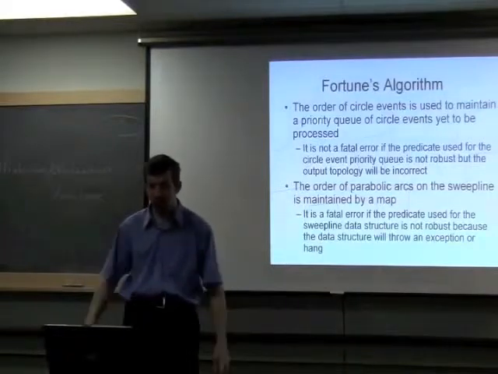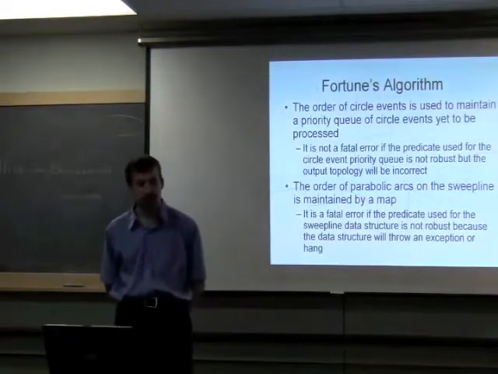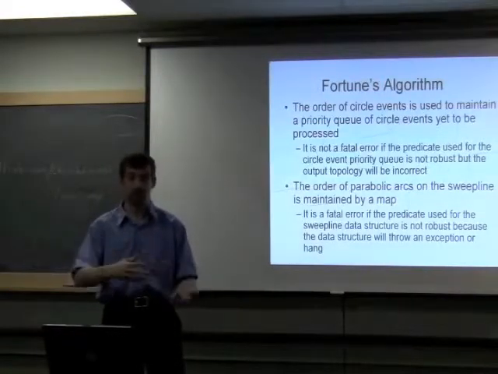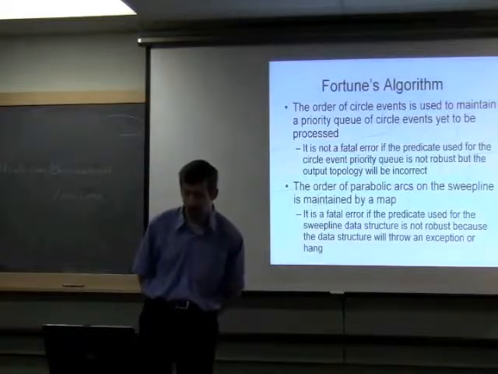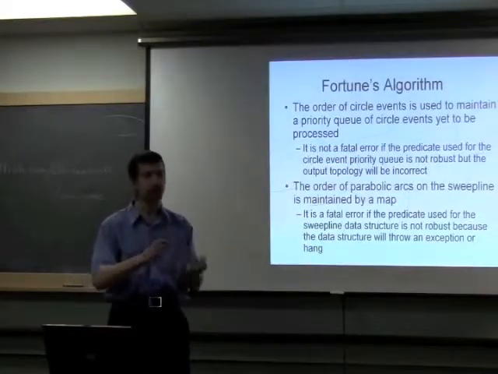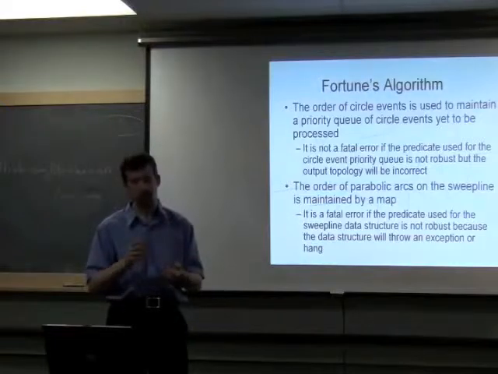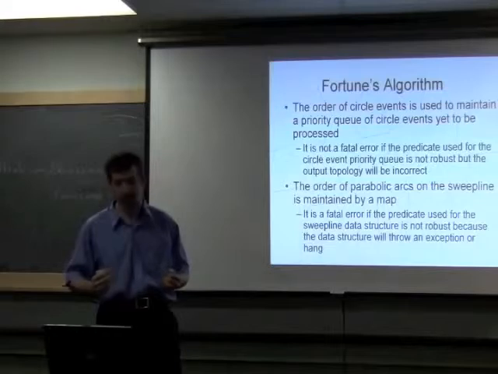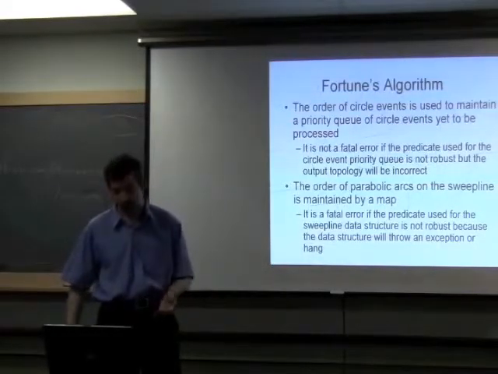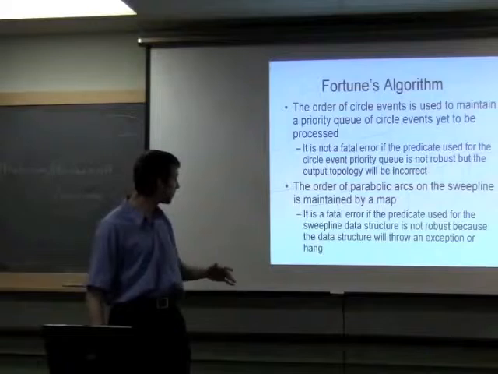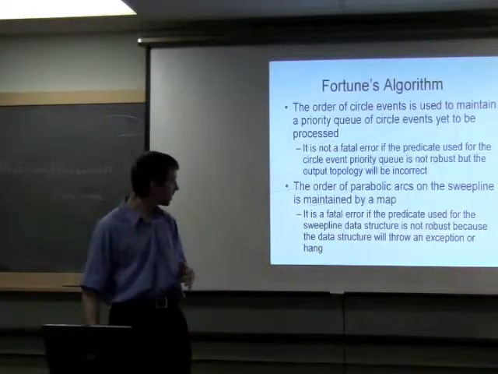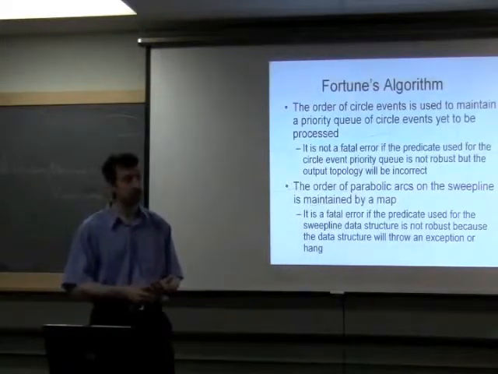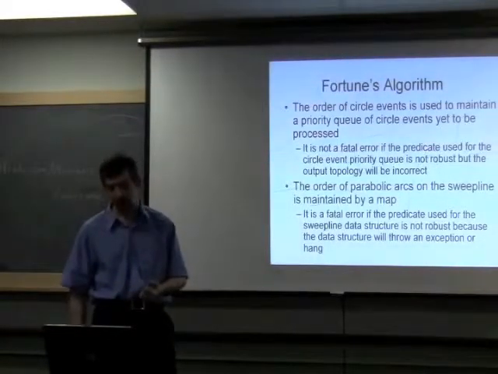So in Fortune's algorithm, the order of the circle events is maintained in a priority queue, because they're being generated and consumed, as well as invalidated sometimes by the forward progress of the algorithm. And it's not really a fatal error if you get the order wrong. You just get the wrong topology of your output graph. But the algorithm continues on perfectly happily, it doesn't crash, you don't get undefined behavior. The order of the parabolic arcs in the sweep line, maintained by a map, needs to be exactly correct when you compare them, otherwise you violate the invariant of this container, and you get undefined behavior.